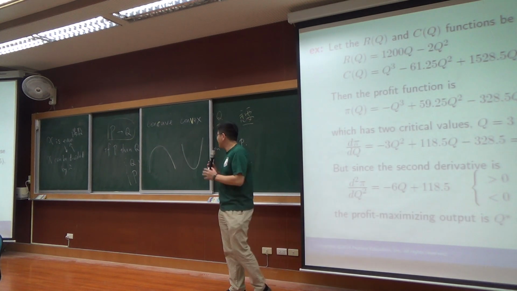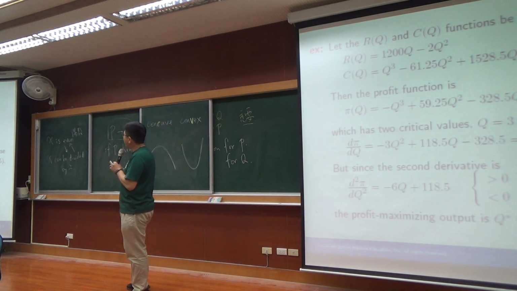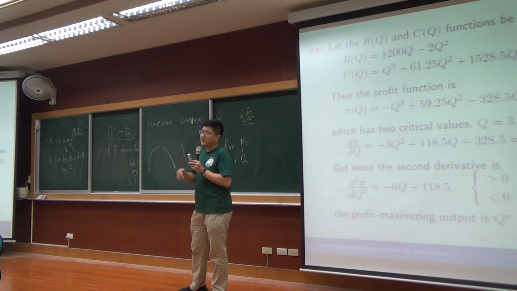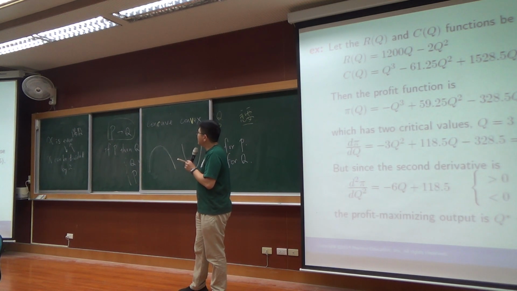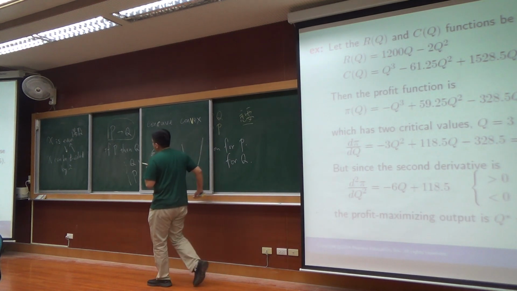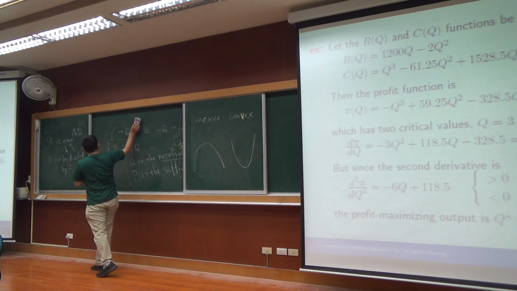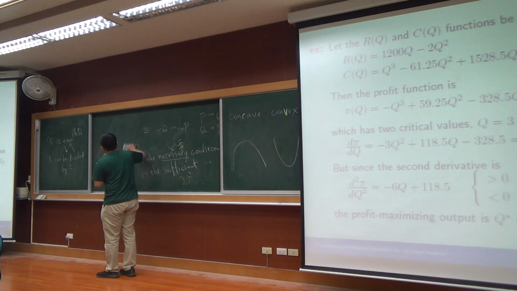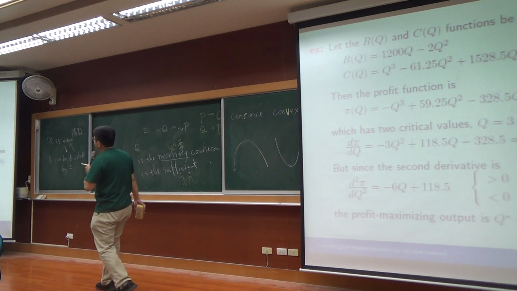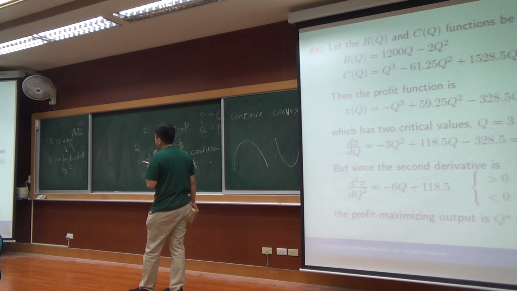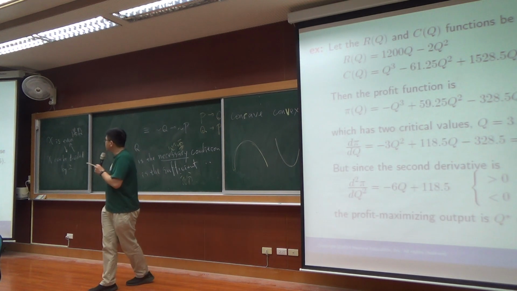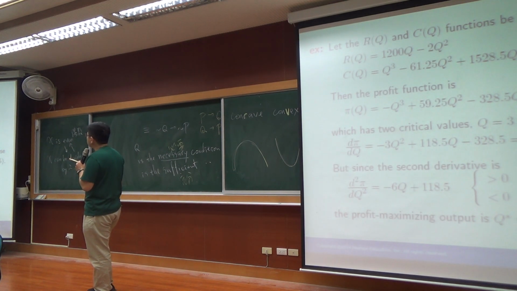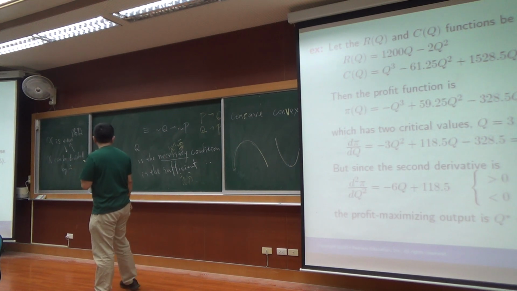All right, let's have a look at this example. We have the functions R and C, corresponding to revenue and cost. R is revenue and C is cost. So we have the total revenue function R, which is 1200Q minus 2Q squared. And the cost would be Q cubed minus 61.25Q squared plus more terms, okay?